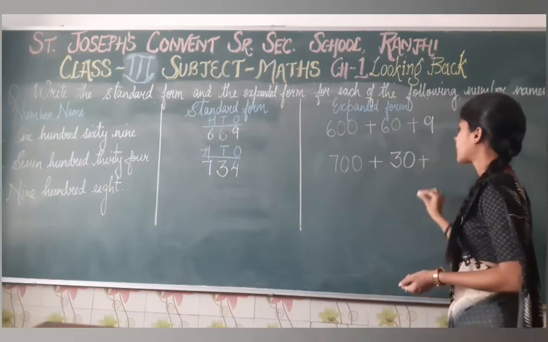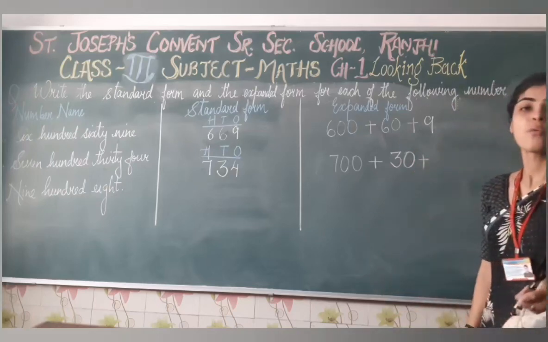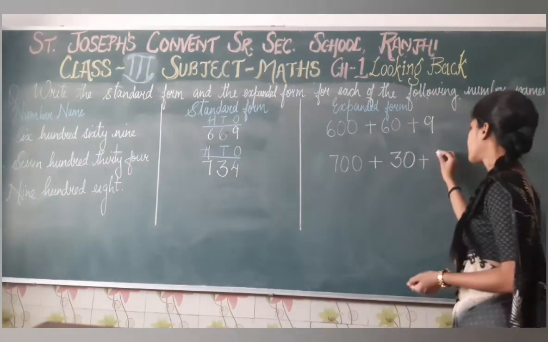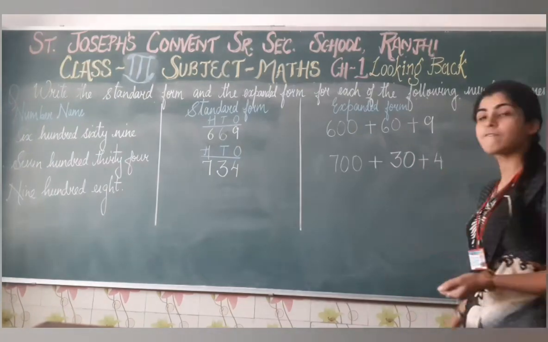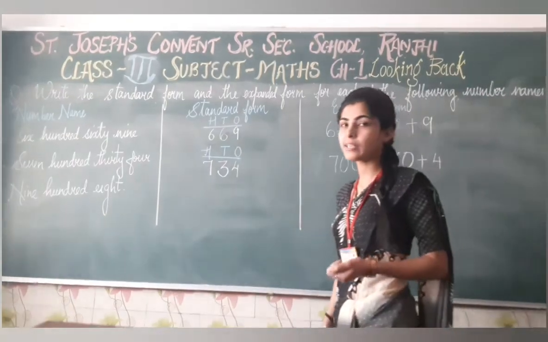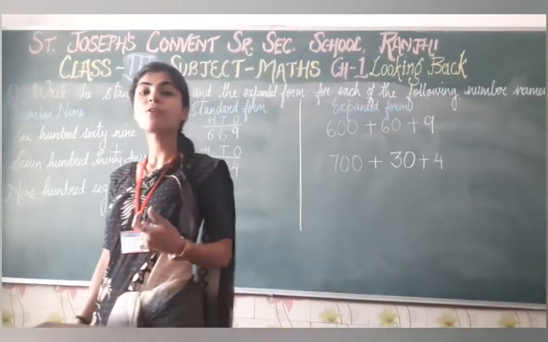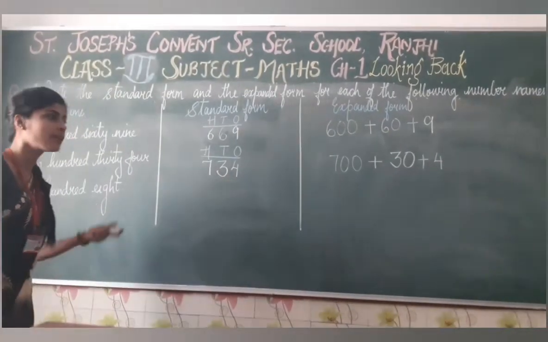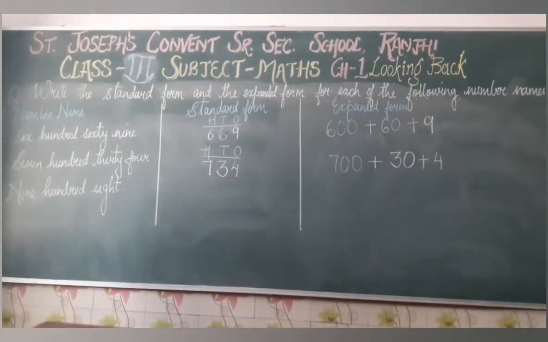Now again, we will come to the ones place. Ones place has the digit 4 with it. So, we will simply write 4. Why did we write 4 simply? Because we know 4 ones are 4. That is why we have written it simply as 4.